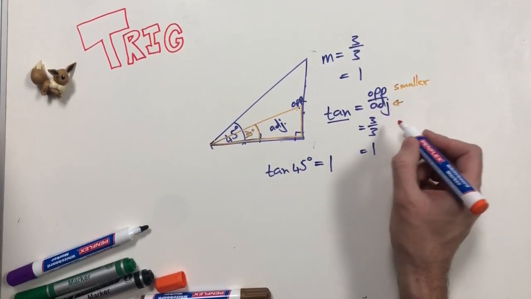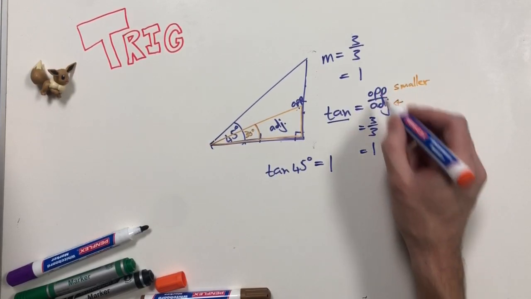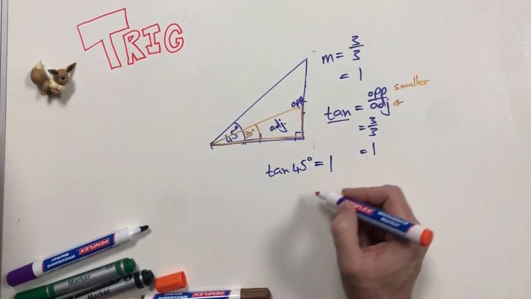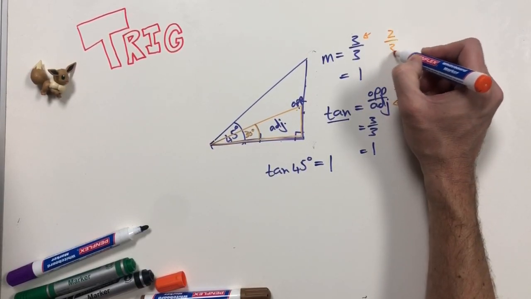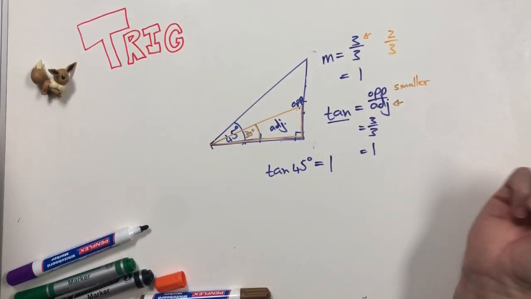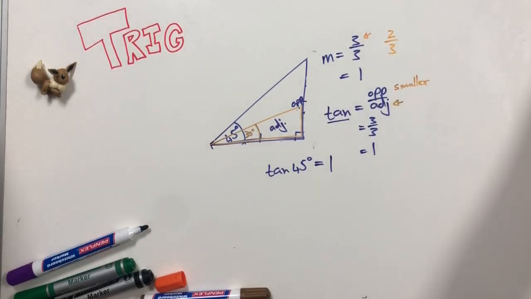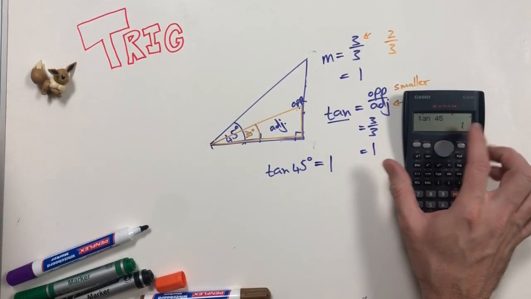So what happens when we have a fraction? Let's say it was 3 over 3. What happens if this becomes smaller? 2 over 3. What do we get? We get a fraction. Okay, so let's say tan of 45 will always be 1.